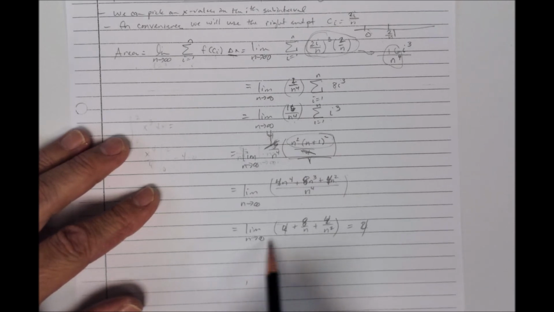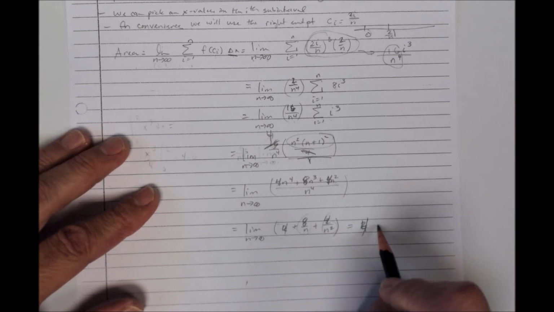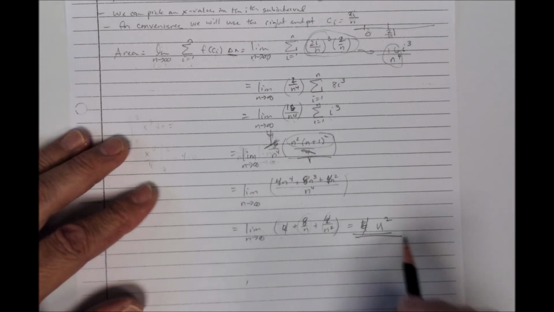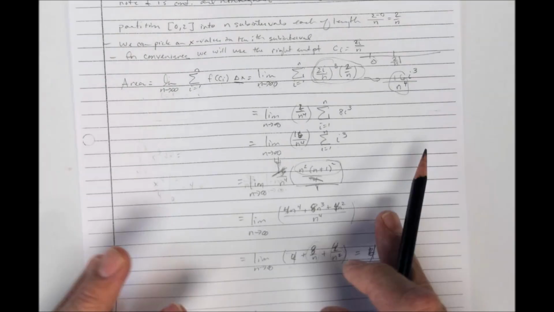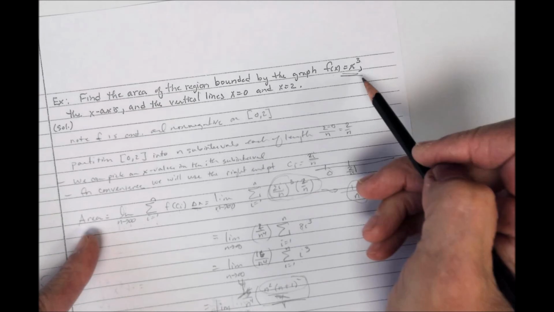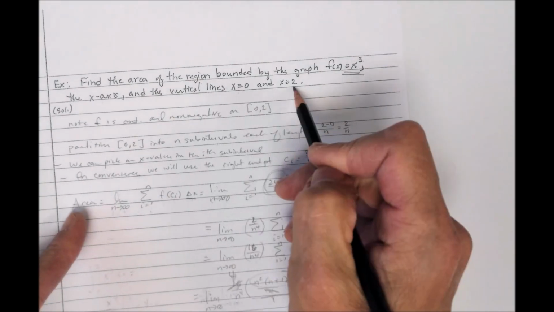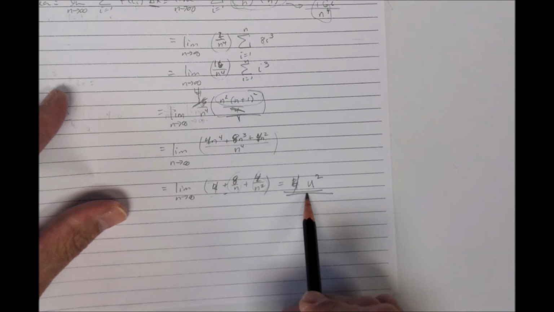As n goes to infinity, this goes to 0, this goes to 0, and as you can see here, the actual area under the curve, this curve above the x-axis between 0 and 2, turns out to be exactly 4 square units.